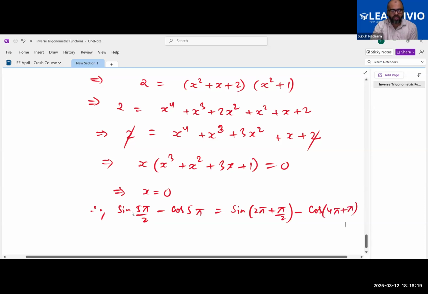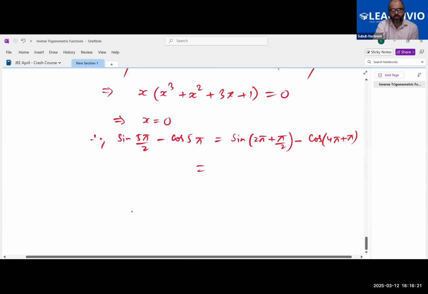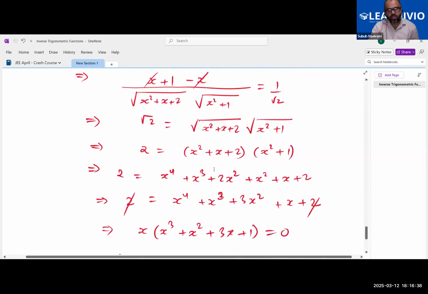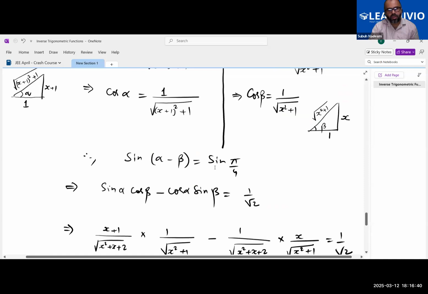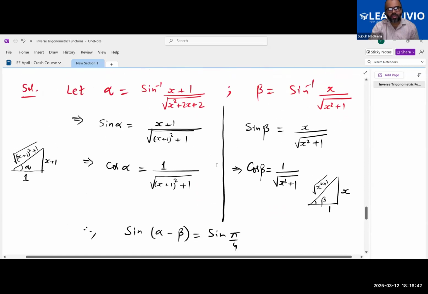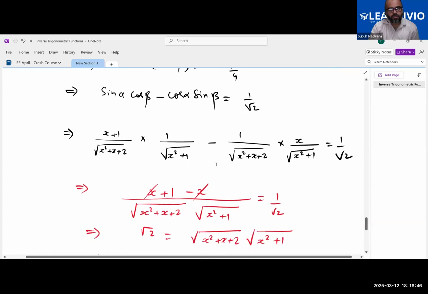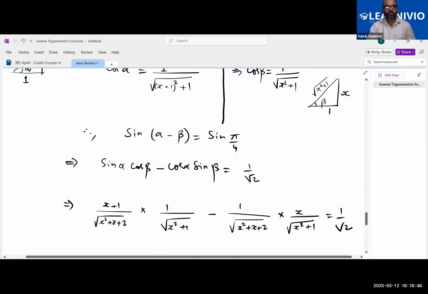Now we know that every 2 pi it repeats itself. So it will simply be sine pi by 2, and this will be simply cos pi. So sine pi by 2 is 1 and cos pi is minus 1. So it is 1 plus 1 which is equal to 2. So the answer would be 2. They have given the answer as 4 and they have got two values. But another value is not coming here. So they might have made some mistake somewhere. So you can now write it down starting from here only. Okay.